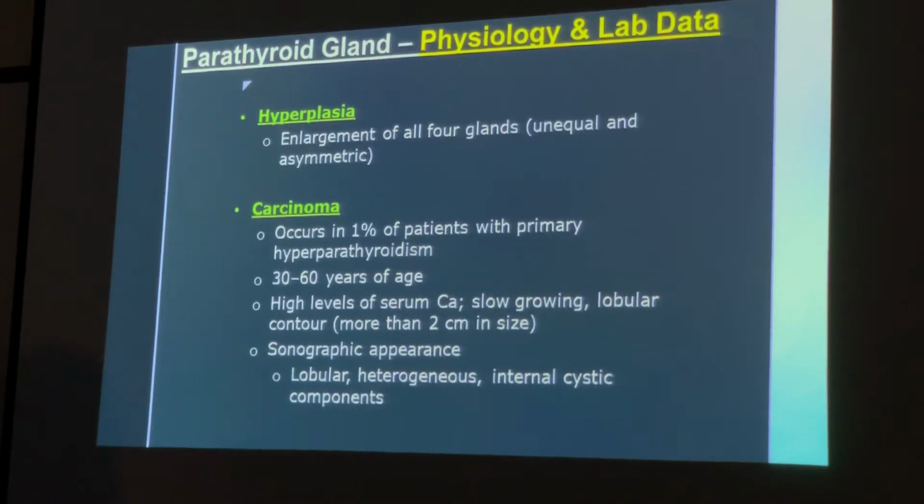hyperparathyroidism, with people who have high levels of calcium, slow-growing, lobular contour, more than 2 centimeters in size, and the signs of appearance is going to be lobular, heterogeneous, with internal cystic components. That sounds like a complex cyst, right? That also sounds like papillary carcinoma.